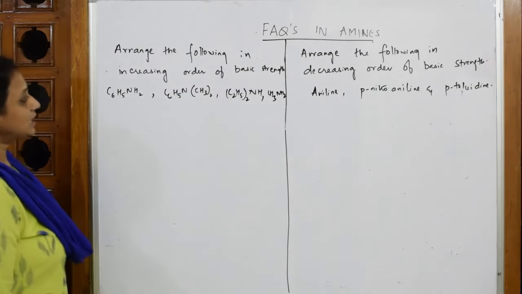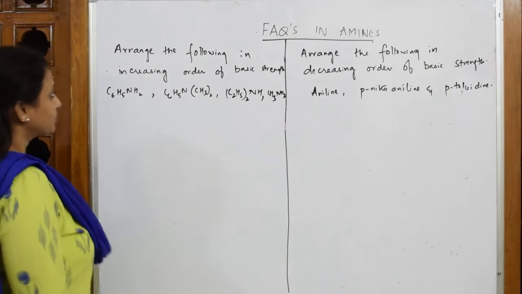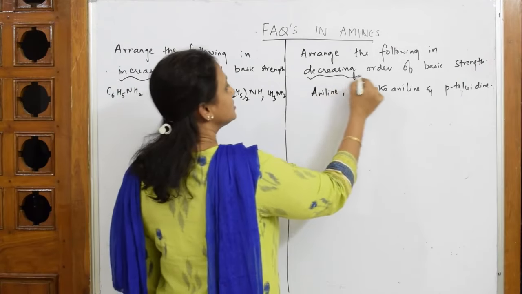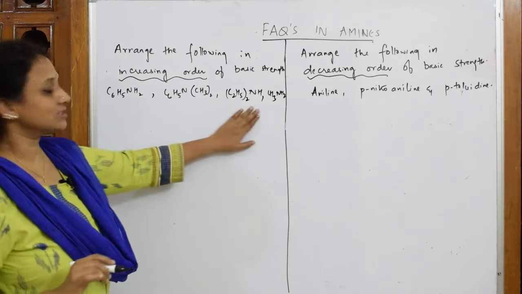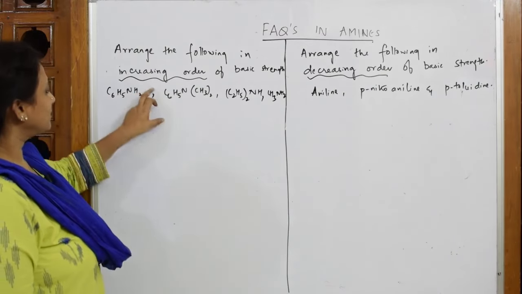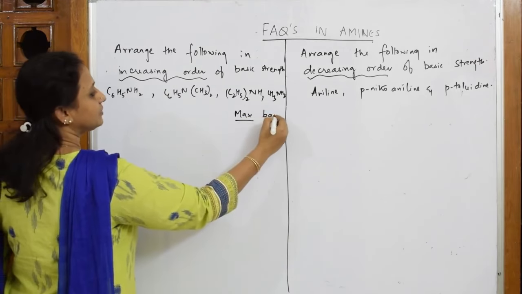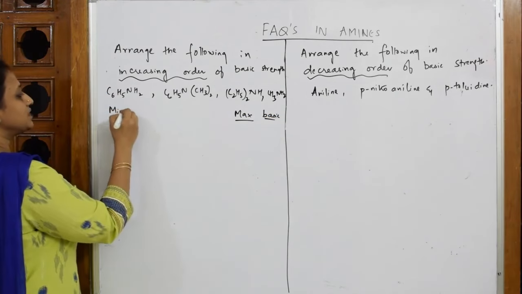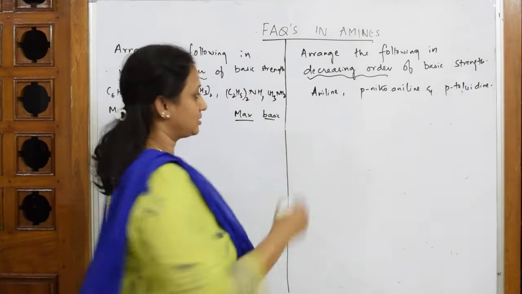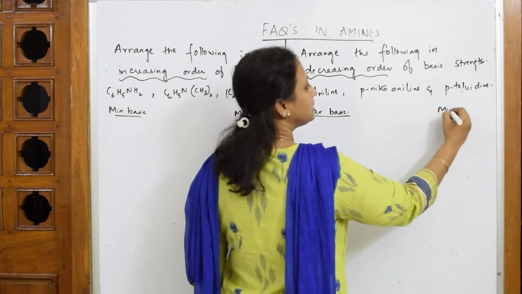Now let's see this question. Arrange the following in the increasing order of basic strength. Different examples are given to us. Let's see, what did they ask me? Increasing order. Here, what did they ask me? Decreasing order. That means when I'm trying to arrange these compounds, I have to be careful. In the increasing order, the last one should be maximum basic and the first minimum basic. Here, arrange the following in the decreasing order: the first should be maximum basic and the last should be minimum basic.